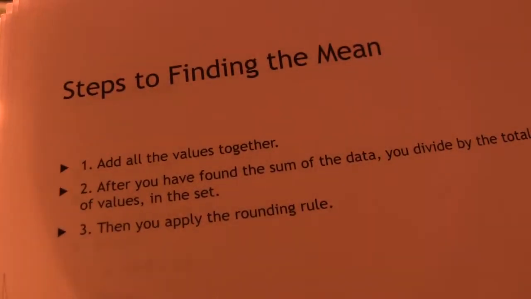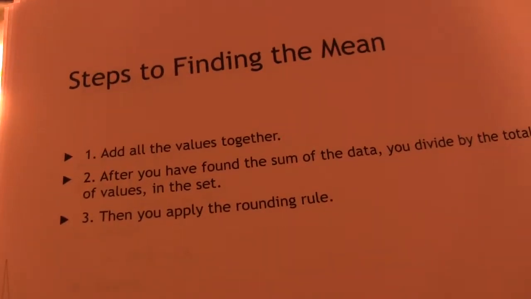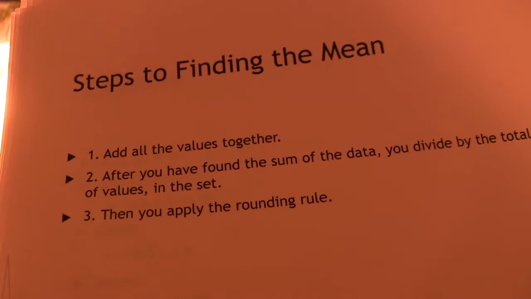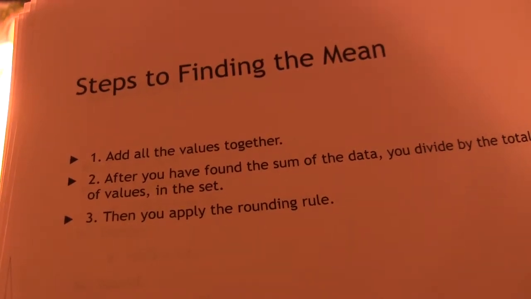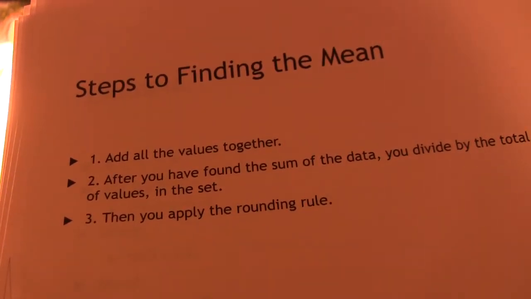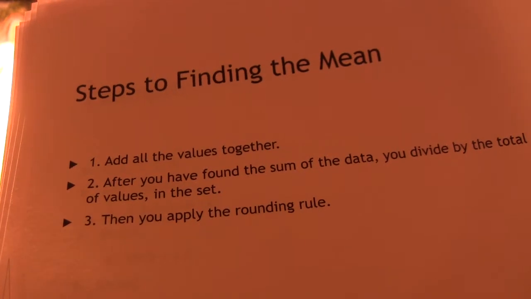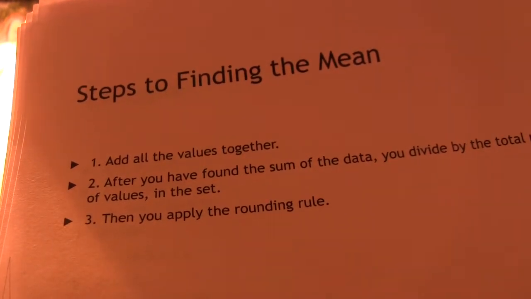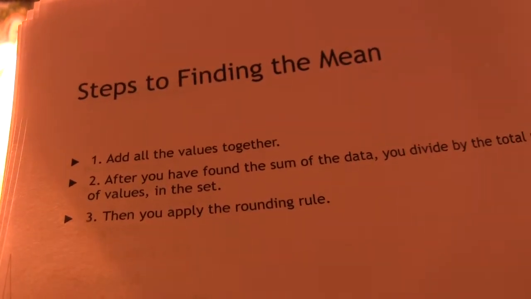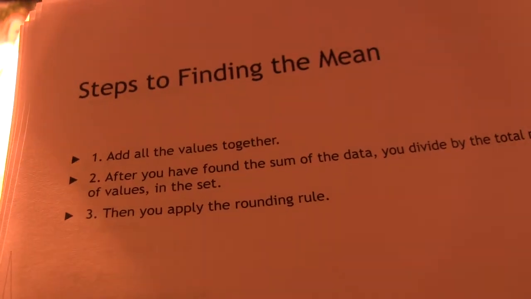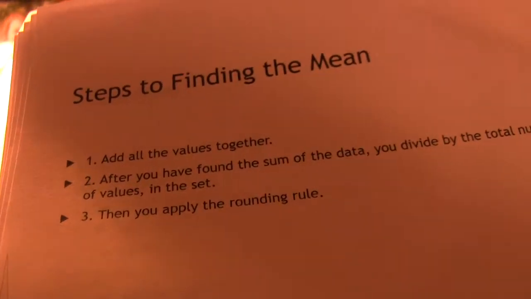The steps to finding the mean are, first of all, you add all the values together. Second, after you have found the sum of the data, you divide by the total number of values in the set. And third, you apply the rounding rule.